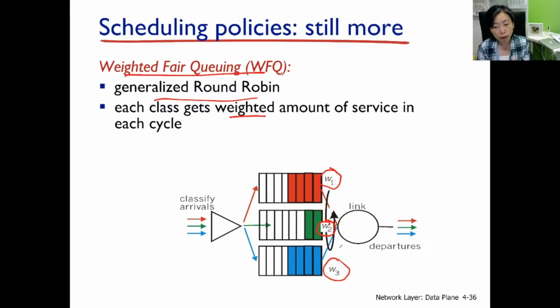In one round, we could draw 2 packets out of the red queue, 1 packet out of the green queue, and 3 packets out of the blue queue. In the second round, 2 more, 1 more, and 3 more, but because there's only 1 left, we just get 1 more out. So this is weighted fair queuing.